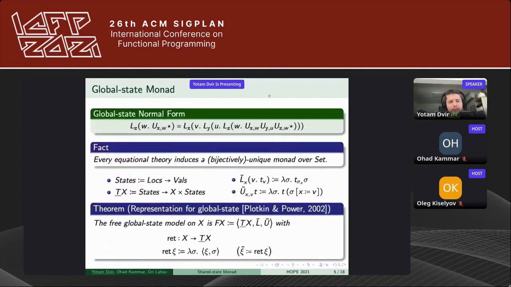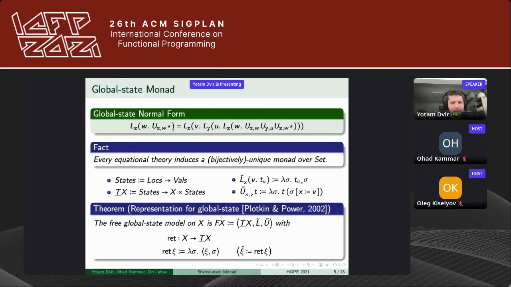Moving on to the definition of the monad. We defined the equational theory, and now we're defining the monad. The monad is going to be inspired by the normal form. As an example, let's take this term: looking up z, and then updating x to what we found, and returning the unit.